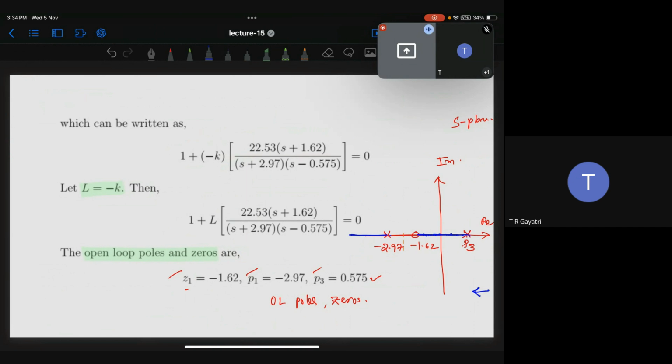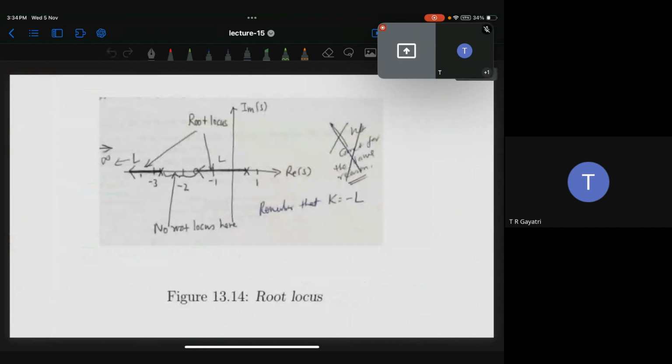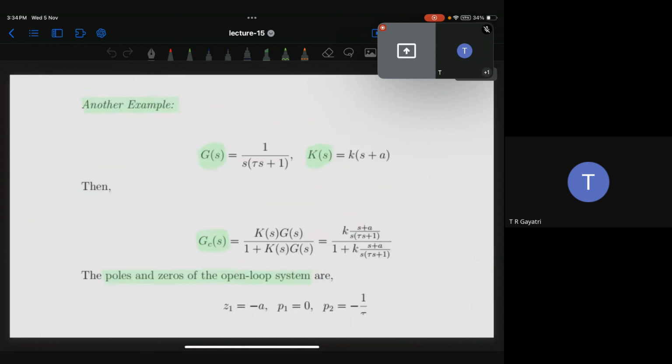So this part is not on the root locus. Only this part is on the root locus, and this part is on the root locus. Is this clear? Yes, sir. You can see this part is on the root locus and this part is on the root locus. So this part is not on the root locus. Same way, we can check another example.